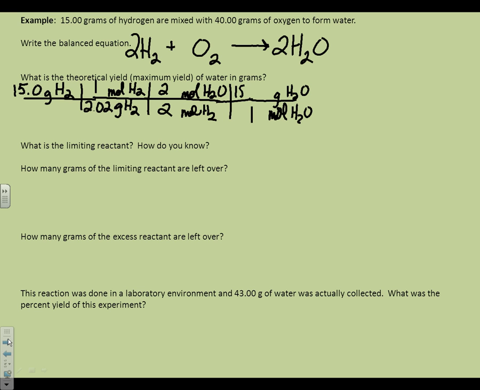There's 18.02 grams of water in every 1 mole of water. Let's put that into the calculator, and we get 133.8 grams of water. That's a lot of water, especially from just 15 grams of H2. That's crazy. Let's find out what oxygen does.